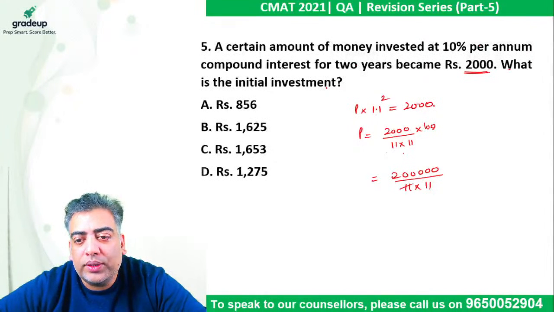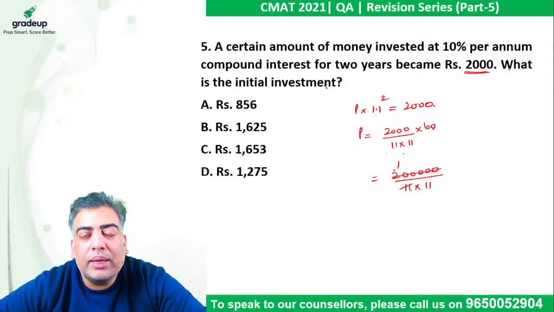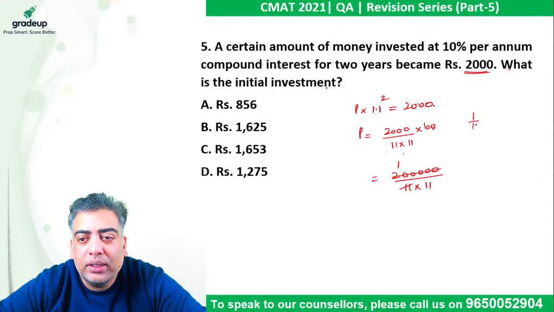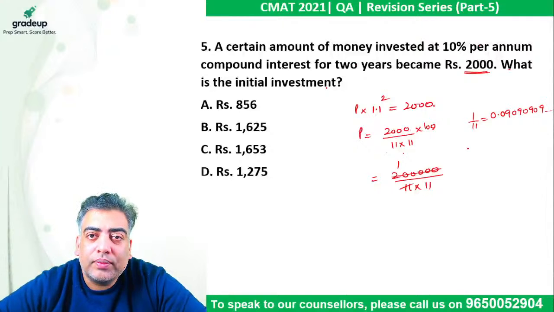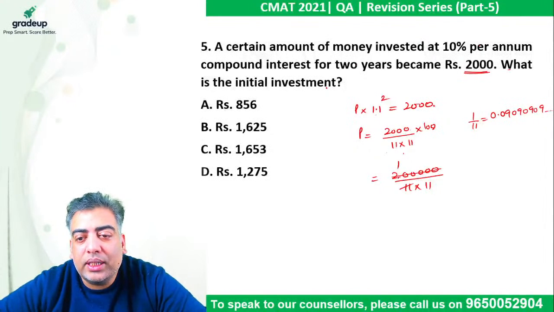So let's cancel out with first 11. So 11 times 1 is 11. So if you know the value of 1 by 11, which is 0.0909, that will again make your calculations easier. In this case, we just need to multiply it with 2. So 2 by 11 will be 0.18181818, and so on.